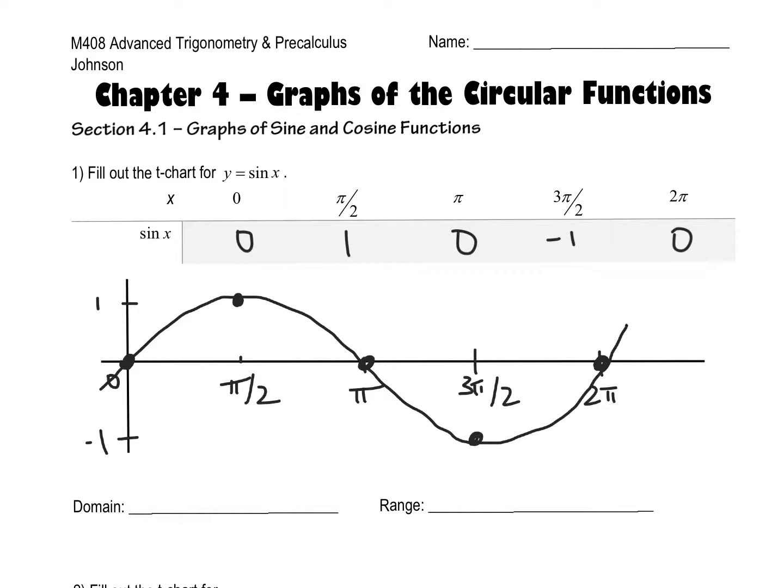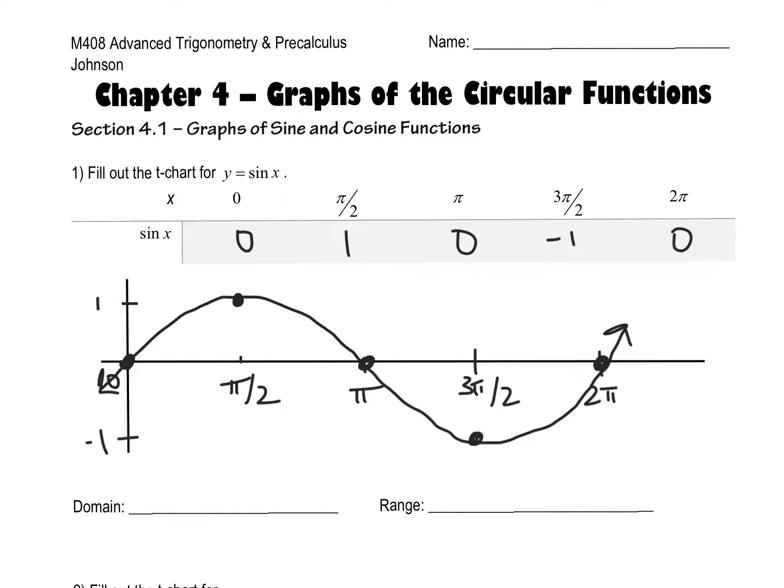And make sure you put arrows on the end of it because it continues in this pattern around and around the circle. The sine wave continues. It's continuous. It's referred to as a sine wave because it's like waves in the water where they just continue to ripple. Okay, let's talk about domain.